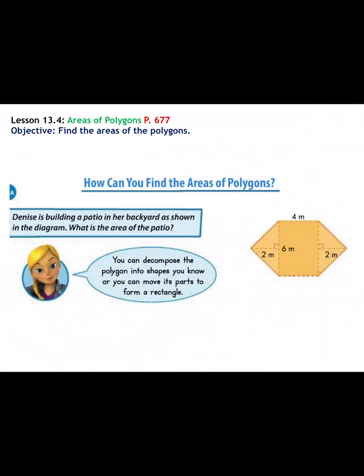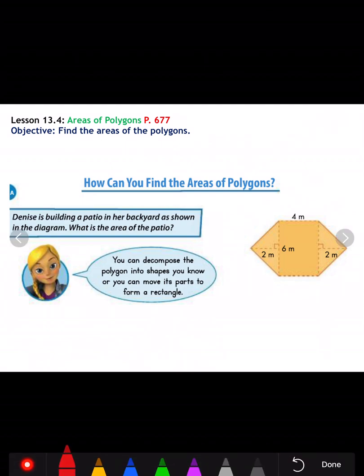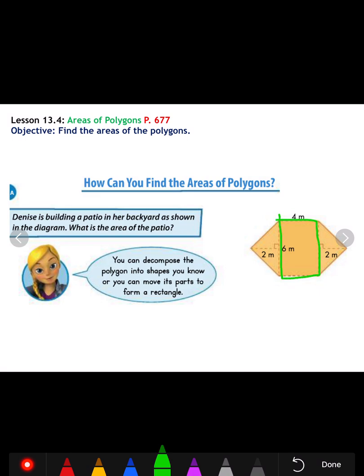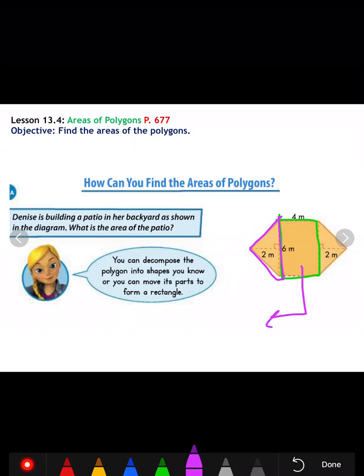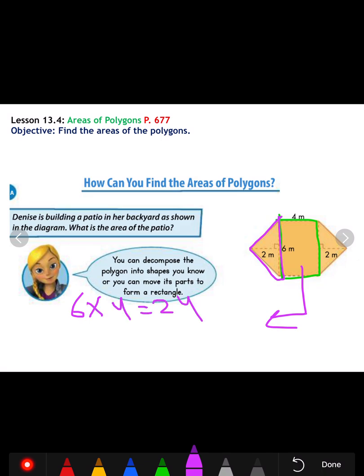Now let me show you another example which is more complex. In this polygon, if we look at it, we know that we can cut it into a rectangle and two triangles. It is very easy to find the area of the rectangle by multiplying the length, which is 6, by the width, which is 4, equals 24 meter squared.